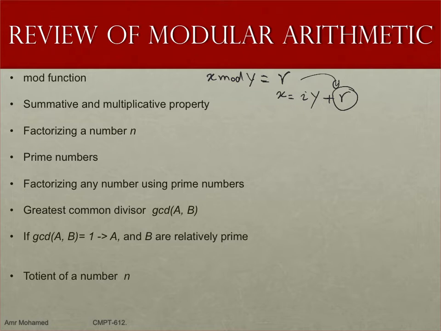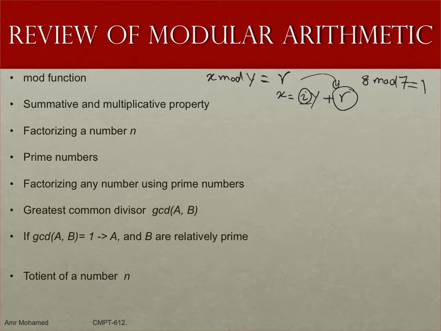So for example, if we say 8 mod 7, what is the answer? 1, right? Because 8 is actually 7 plus 1. So 1 is the remainder. And this, we call it the quotient or the divisor of x when it comes to y. So that's straightforward, that's easy, we know this.